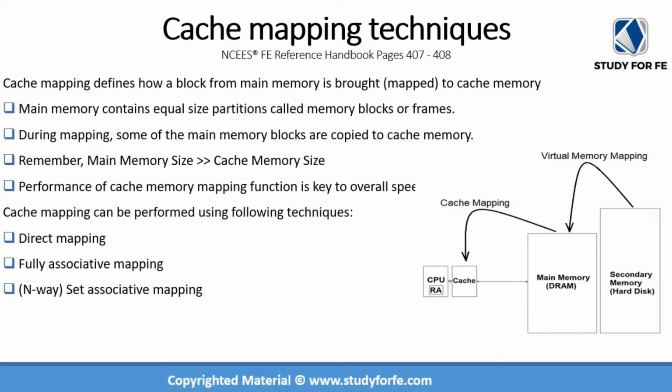Cache mapping can be performed using these three techniques. The first one is direct mapping, which we will discuss in detail in this lecture, and the next two will be discussed in the next lecture. So direct mapping is one of the techniques. The other technique is fully associative mapping. And the third technique is basically a hybrid of direct mapping and fully associative mapping. It's called n-way set associative mapping.